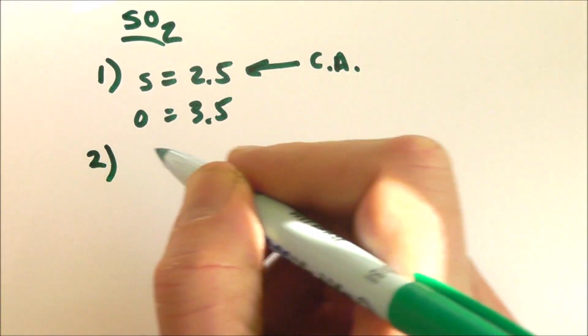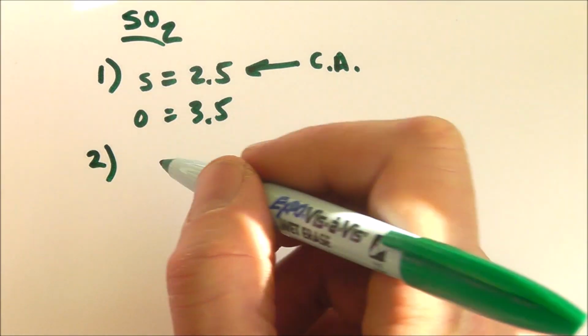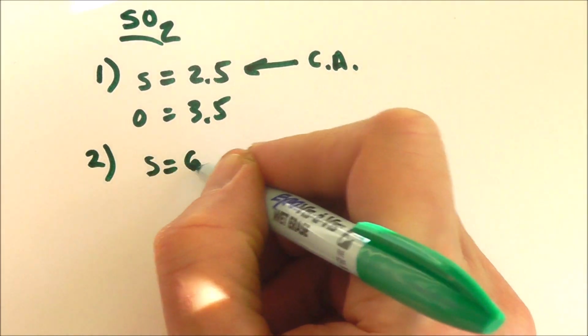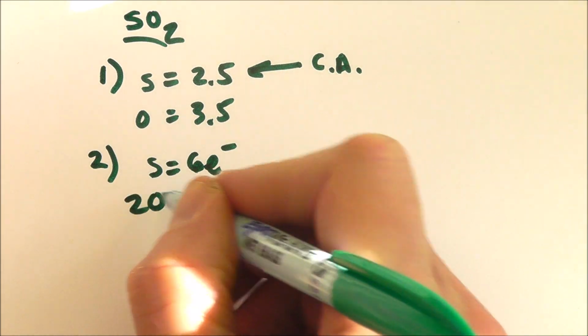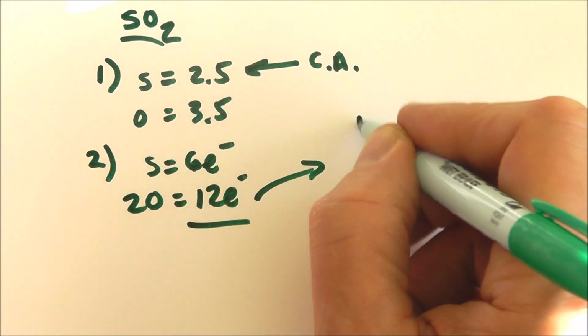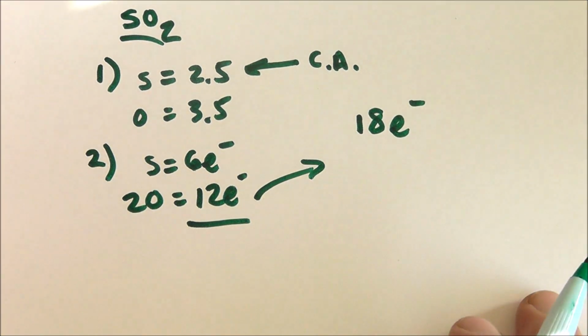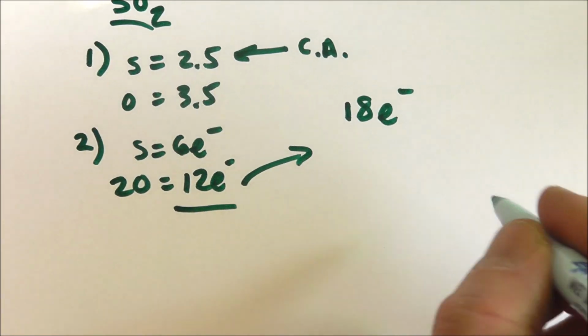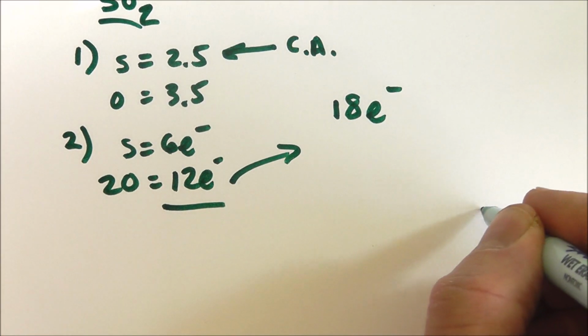Same step. Add up valence electrons. Sulfur's in the same family as oxygen, so sulfur's got 6 valence electrons, 2 oxygen, 6 each. It's got 12 valence electrons. We're playing with a total of 18 valence electrons. So now we're going to lay it out in the minimum structure that we need to make.